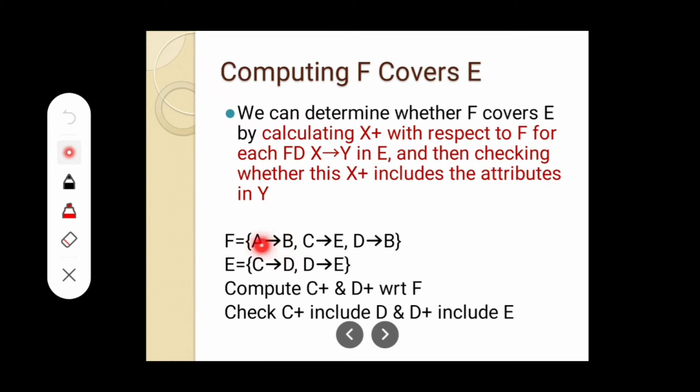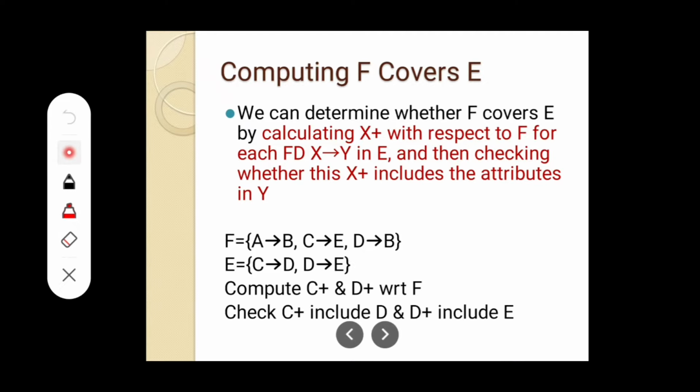This is one functional dependency, this is another one, this is another one. What do you mean by functional dependency? I have discussed it in the previous session. A functional dependency is the relationship between two or more attributes in a relation. That is called functional dependency.